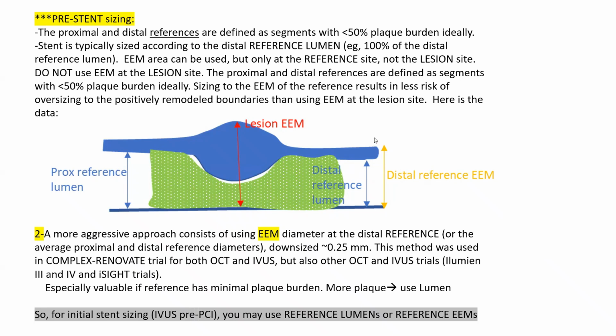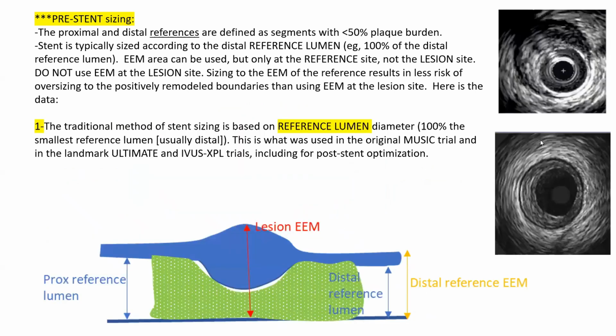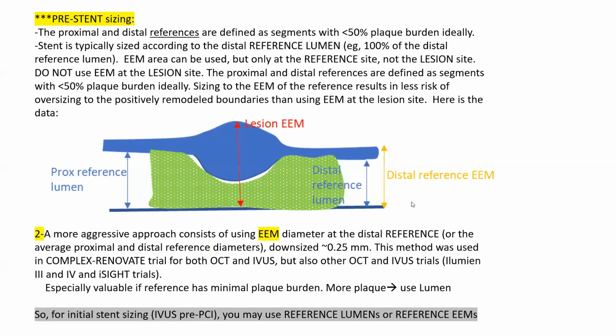Also, when you have a lot of plaque, it may be hard to delineate the external elastic membrane because you may get shadowing from calcium by IVUS and you may get shadowing from lipid by OCT. Also, it will be particularly difficult for OCT to tell the external elastic membrane when you have heavy plaque burden because OCT has poor depth visualization. So for initial stent sizing, you may use reference lumen 100% of that distal reference diameter, or reference external elastic membrane downsized by 0 to 0.25 millimeters.